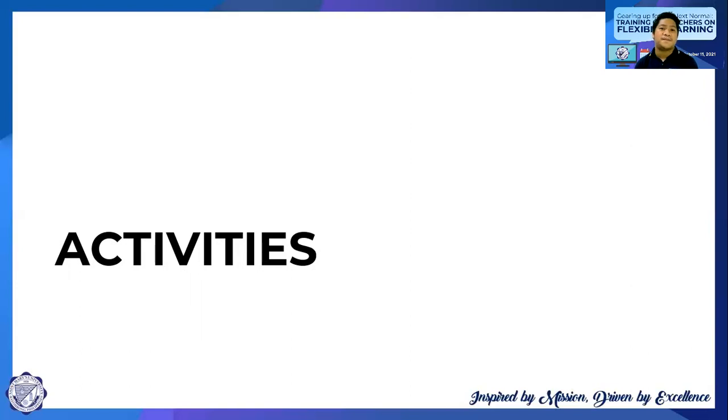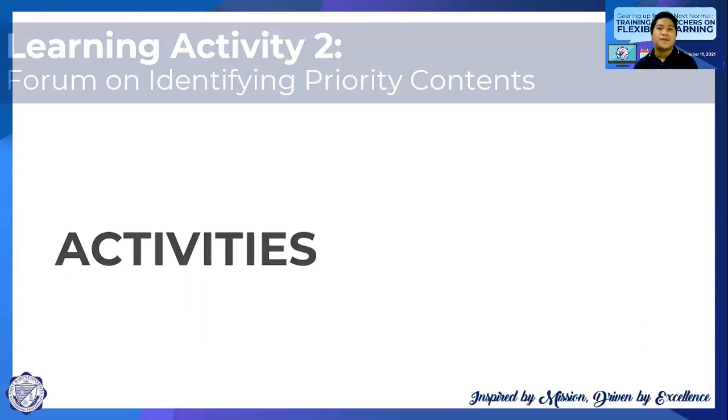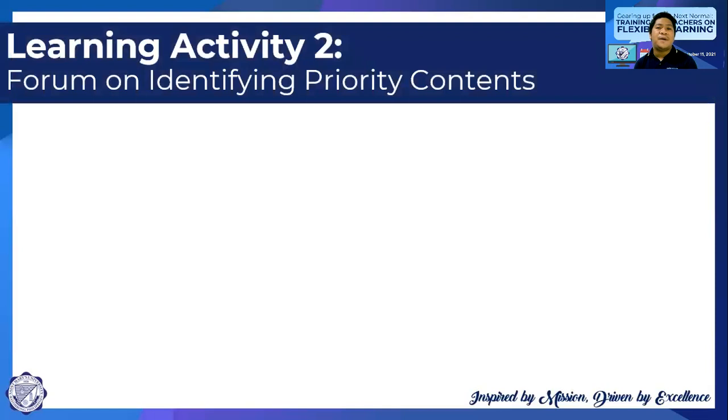So for this module, these are the activities that are expected from you. First, you will now be accomplishing learning activity 2, which is a forum on identifying priority contents. So here are the instructions.